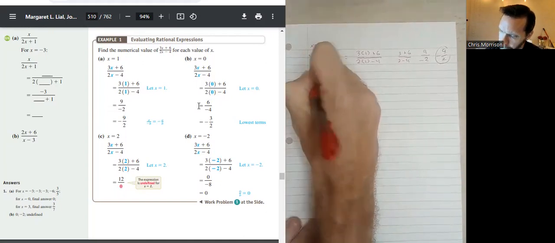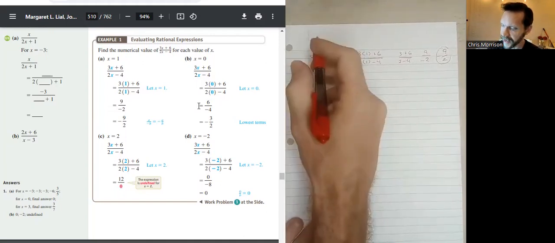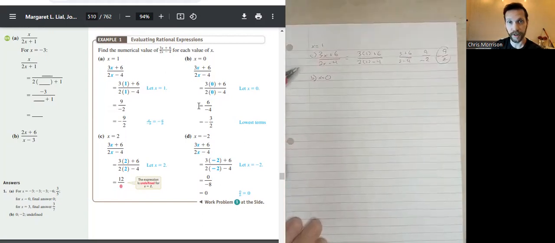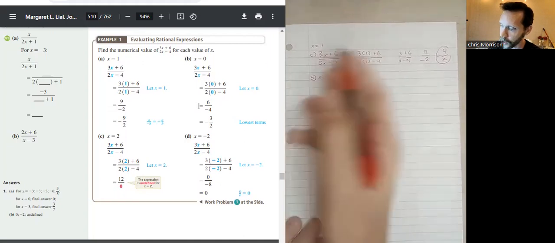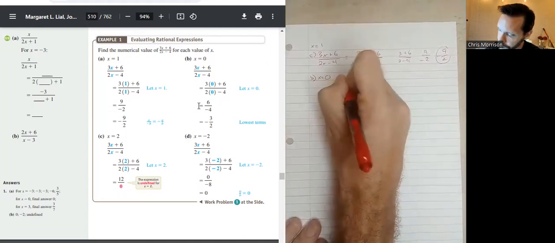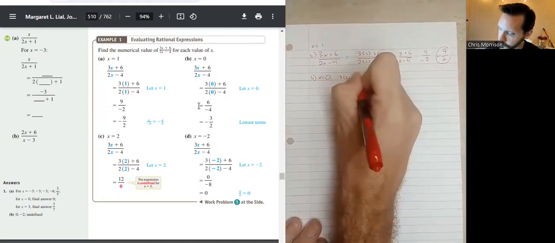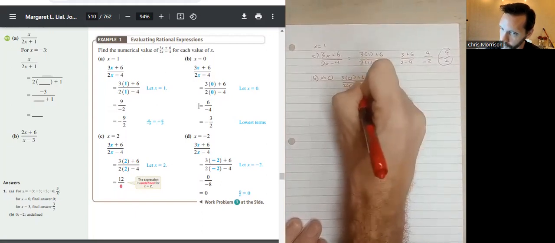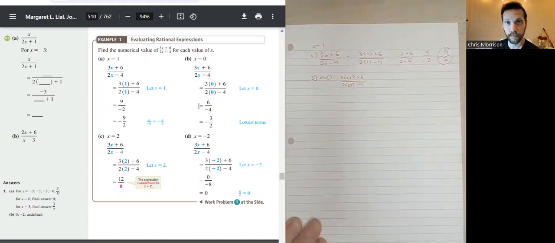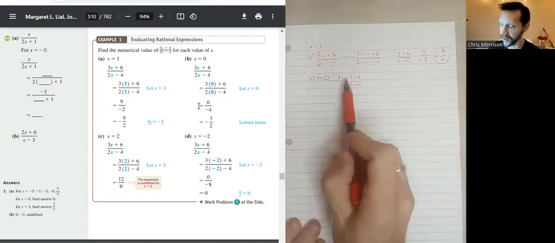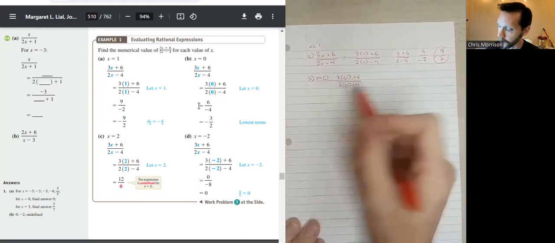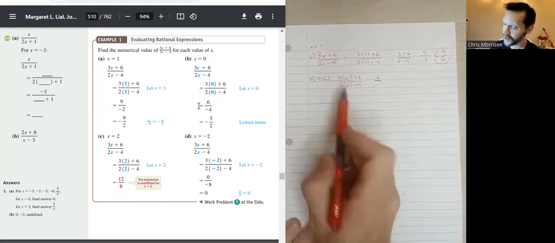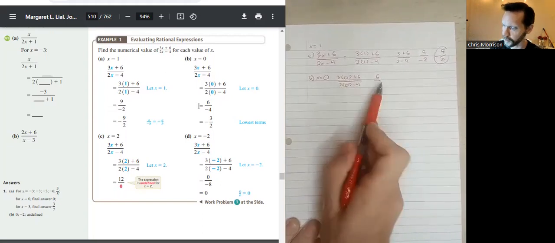Let's do B, where we have the same, but this time let x equal 0. I'm not going to rewrite the expression because it's going to be the same expression in all 4 examples. Let's just start rewriting it. That's going to be 3 times 0 plus 6 over 2 times 0 minus 4. Okay, and then just solve. 3 times 0 is 0, and then add 6 is going to be 6.